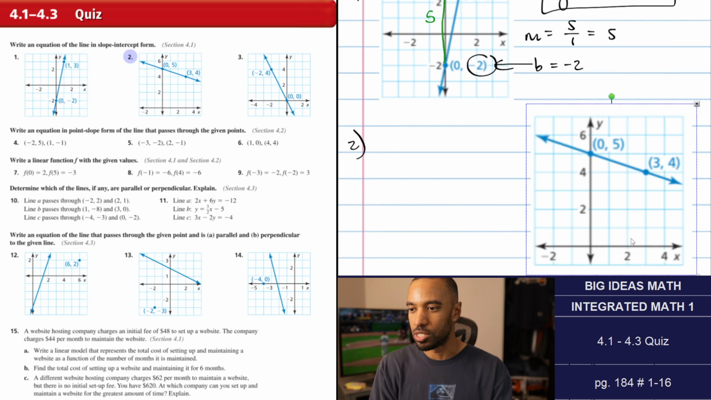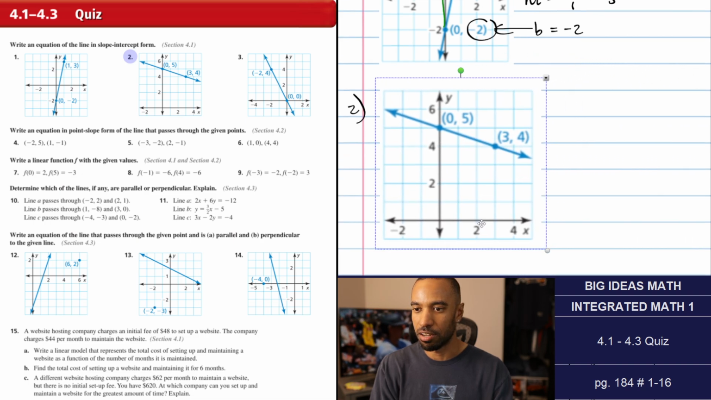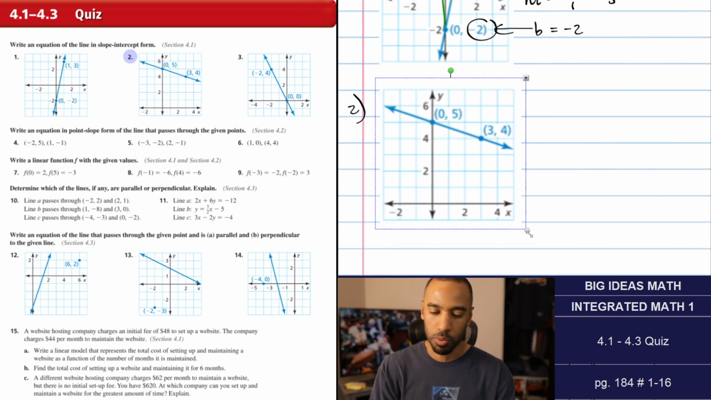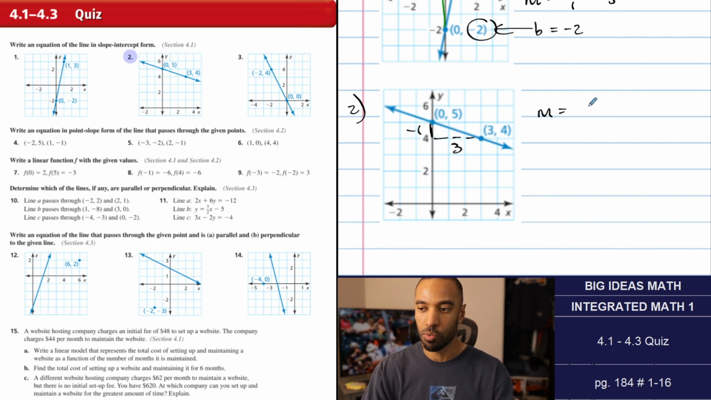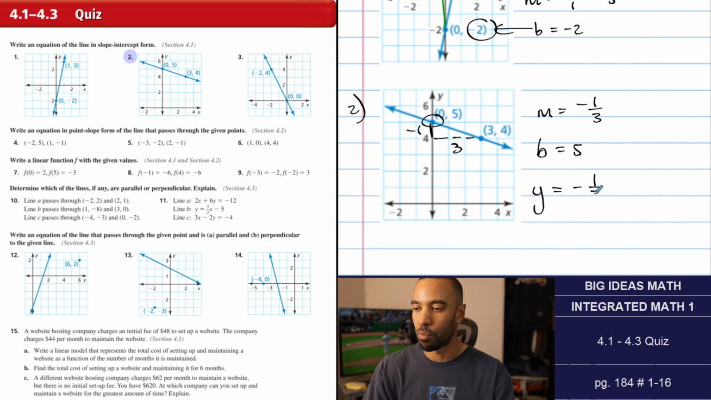Now, this one goes down as it goes to the right. That is actually indicative of a negative slope. And one way you can tell is as you go to the right, we're going to the right 3, but we're going down 1. So that 1 will be negative. So this slope, again, it's a rise over run or fall over run, this time of -1/3. The b value is the y-intercept, and that is going to be 5, the value of y when x equals 0. So those two numbers together give us y equals -1/3 x plus 5.